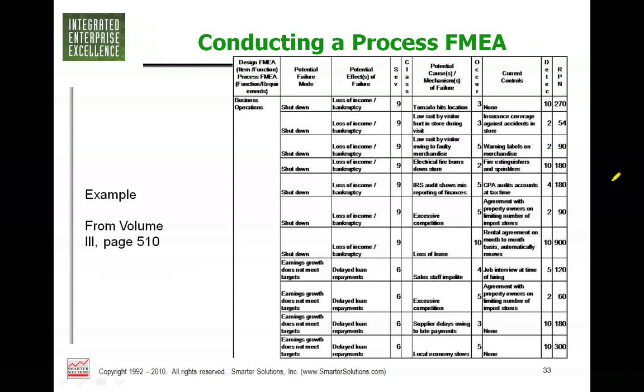Now, if we look at all the RPNs together, then we notice halfway down there, we have a shutdown. It's loss of income, bankruptcy, loss of lease, rental agreement on a month-to-month basis automatically renews.